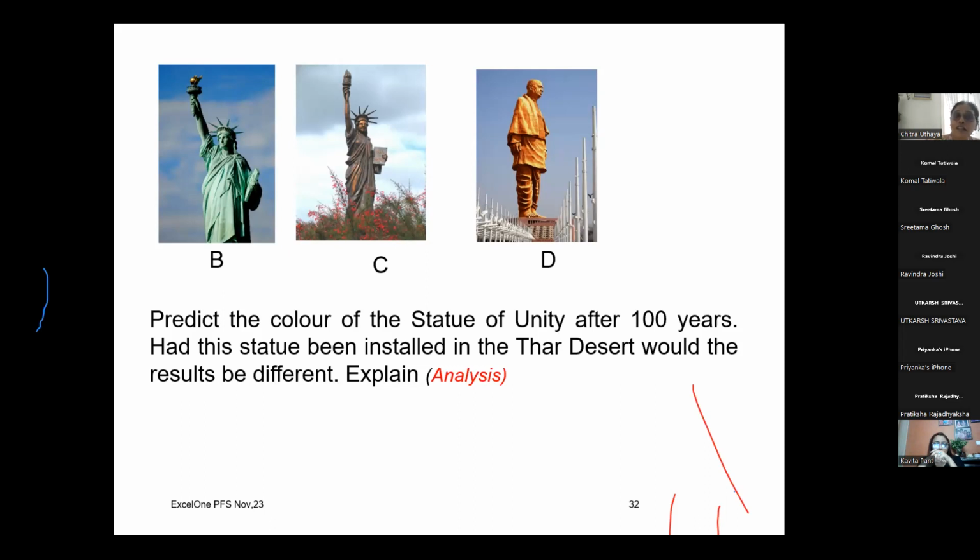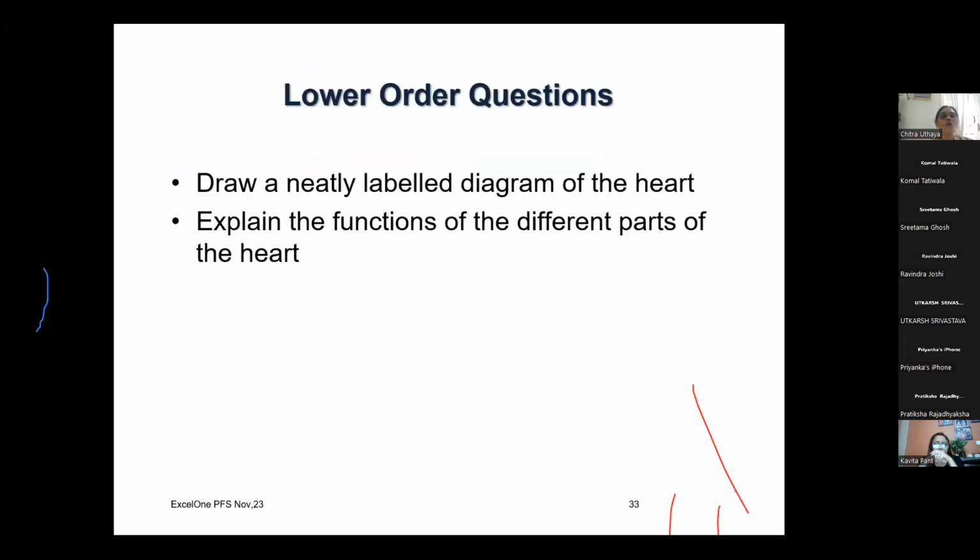So instead of directly asking how does copper react with carbon dioxide that's present in the air, you could change the way you actually ask the question. Okay. Another example here, draw a neatly labeled diagram of the heart, explain the functions and different parts of the heart. These are the lower order questions. Now, how do you turn them into higher order questions?